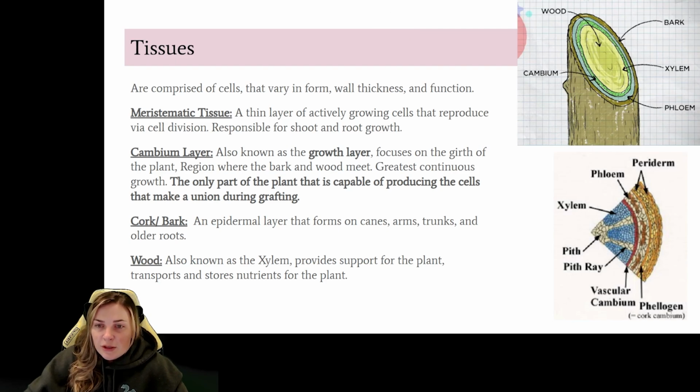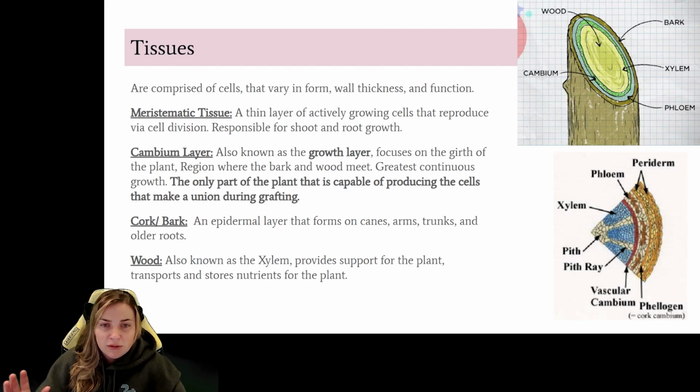We also have a nice picture of the vascular cambium here, this little red layer, and it does separate the xylem from the phloem, right? And then we also have the cork cambium, that's like the outermost bark of this picture. Cool. So cork and bark, those are synonymous. They're used interchangeably for grapevines.